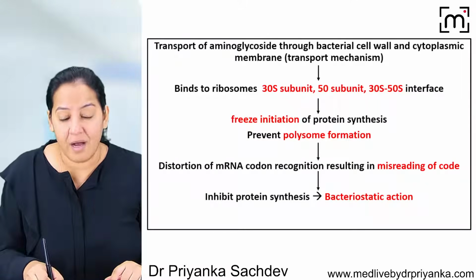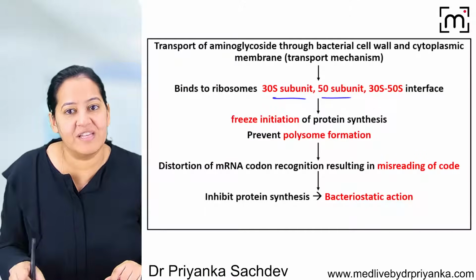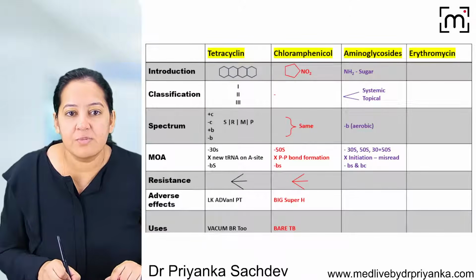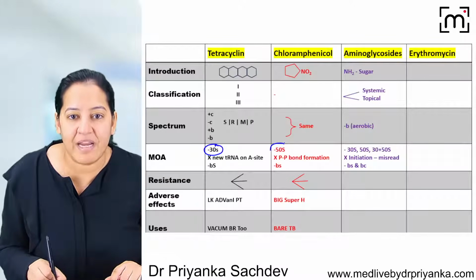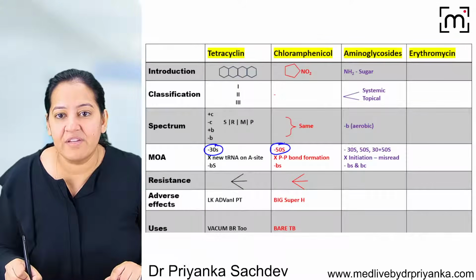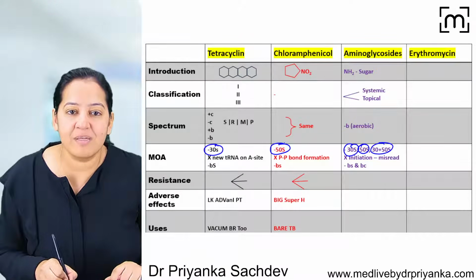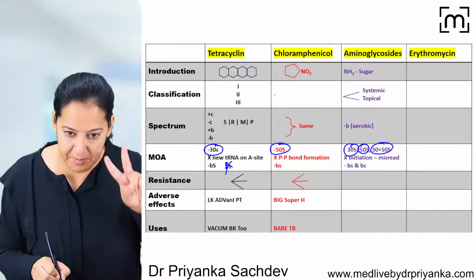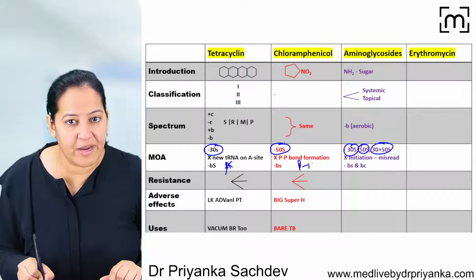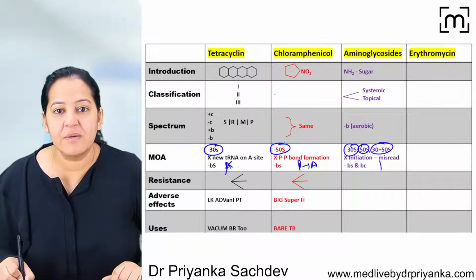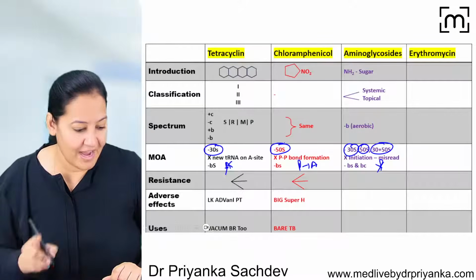The first step, and it binds with 30S also, 50S also, and the junction also. Now compare. This one was binding with 30S. This one was binding with 50S. This one is binding with 30S also, 50S also, and the junction of 30S plus 50S. This one was inhibiting the A window, that is step number 2. This one was inhibiting P to A transfer, that is step number 3. This one is inhibiting the P window, that is step number 1. I hope you know the steps.